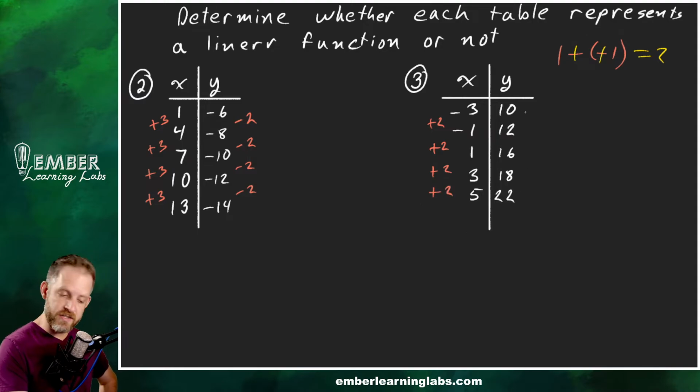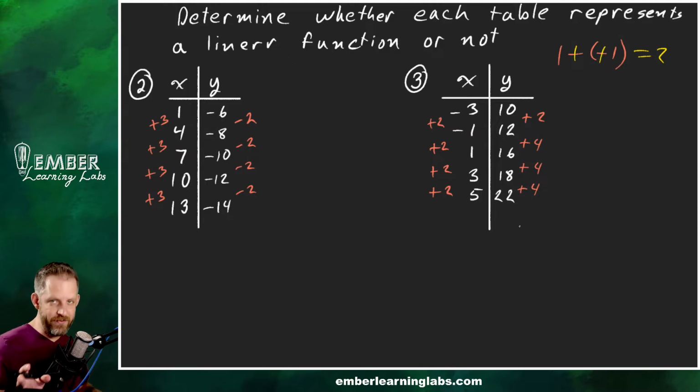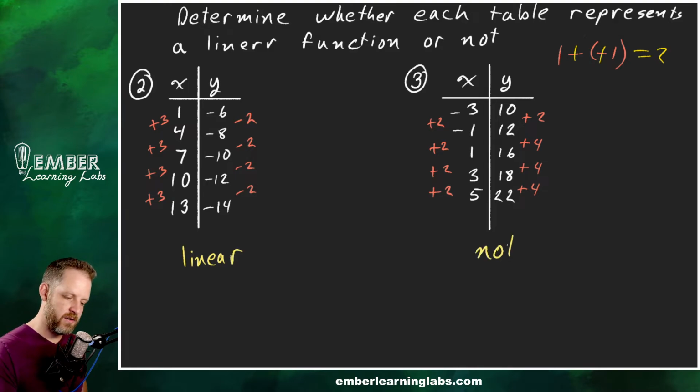Now, 12 minus 10 is +2. 16 minus 12 is +4. 18 minus 16 is +4. 22 minus 18 is +4. Okay. So, if you haven't guessed by now, this one is linear. This one is not linear.